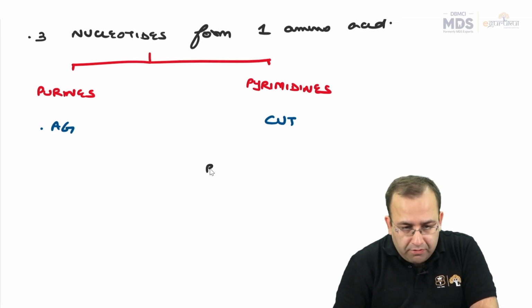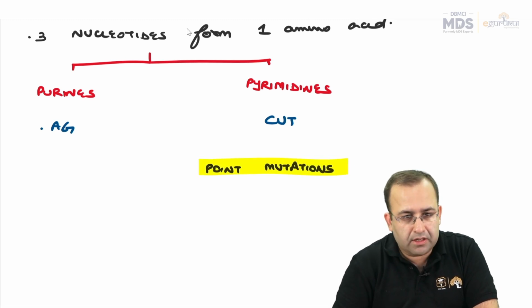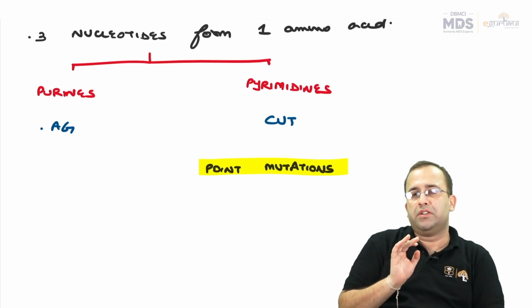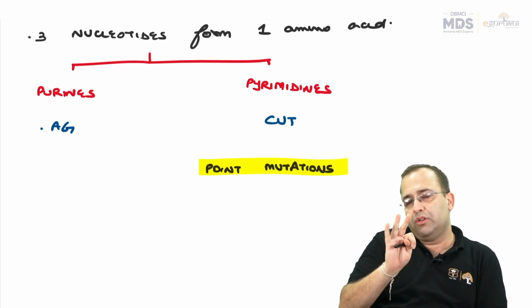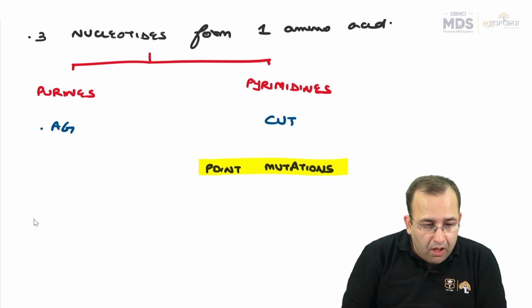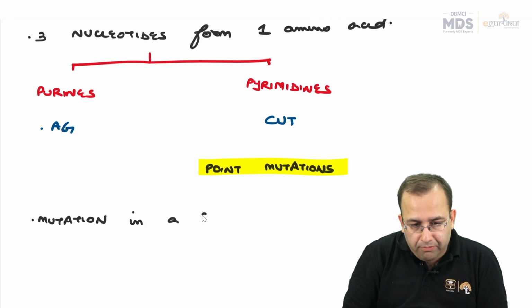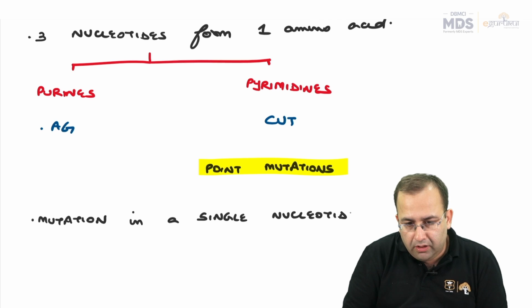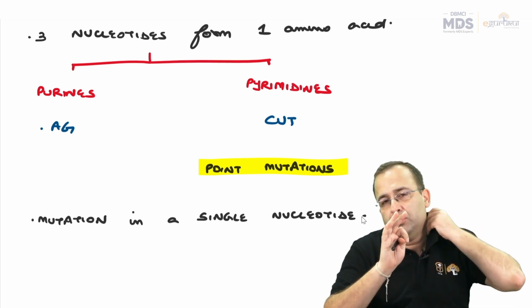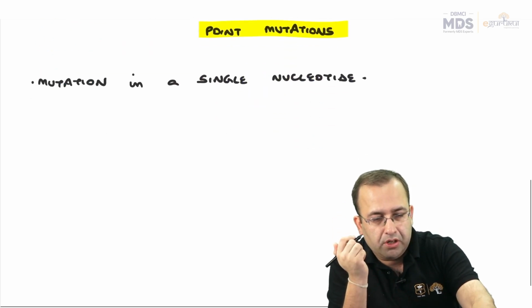So this starts us with our first small topic in genetics, that is point mutations. 3 nucleotides form one amino acid, like the start codon AUG. Mutation in a single nucleotide is called a point mutation. Out of those 3 nucleotides, if a single nucleotide is mutated, it is called a point mutation.